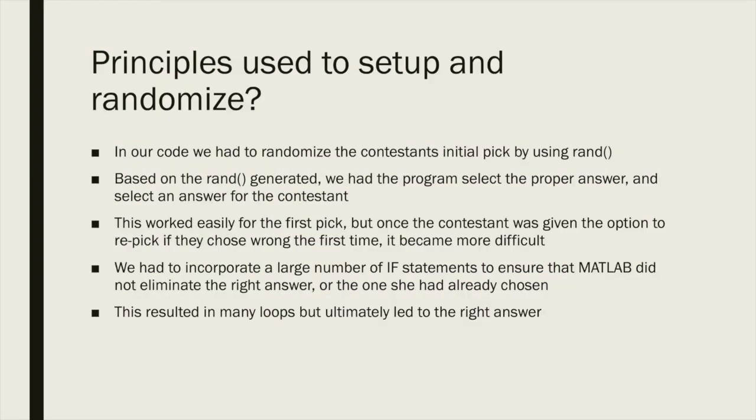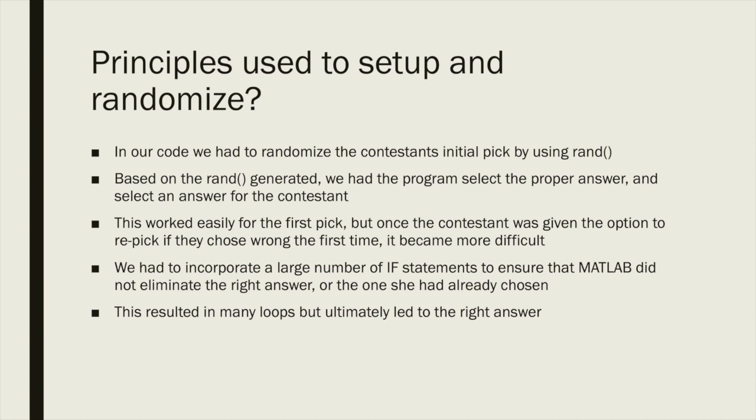All right, so what principles did we use to set up and randomize within our code? In our code, we initially had to randomize the contestant's initial pick by using rand, which generates a number between 0 and 1. Depending on where that fell, whether it was less than 0.25, less than 0.5, less than 0.75, or so forth, it would pick a correct answer, either 1, 2, 3, or 4. Then it would also do the same with the contestant's answer, so you could compare if they got it right or not.